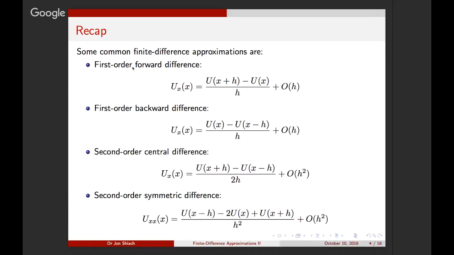And we've also got a second order symmetric difference. Now this is an approximation of a double derivative, and that's the second order symmetric difference. Now you can derive lots of those, and that's what lab sheet 2 is all about. But in practice, we don't bother deriving them because they've already been done.